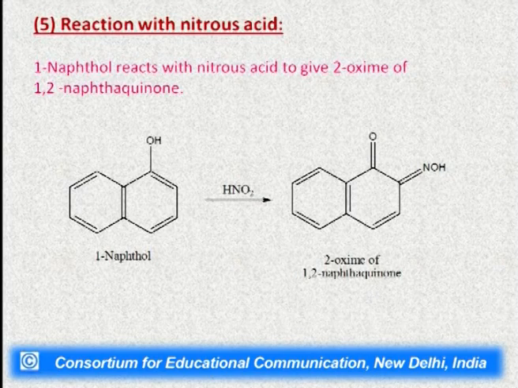Then comes the reaction with nitrous acid. Alpha naphthol reacts with nitrous acid to give us 2-oxime of 1,2-naphthaquinone. On reaction with nitrous acid, this oxime is formed. First of all, this hydroxy group undergoes enolization and then it will form 2-oxime of 1,2-naphthaquinone.